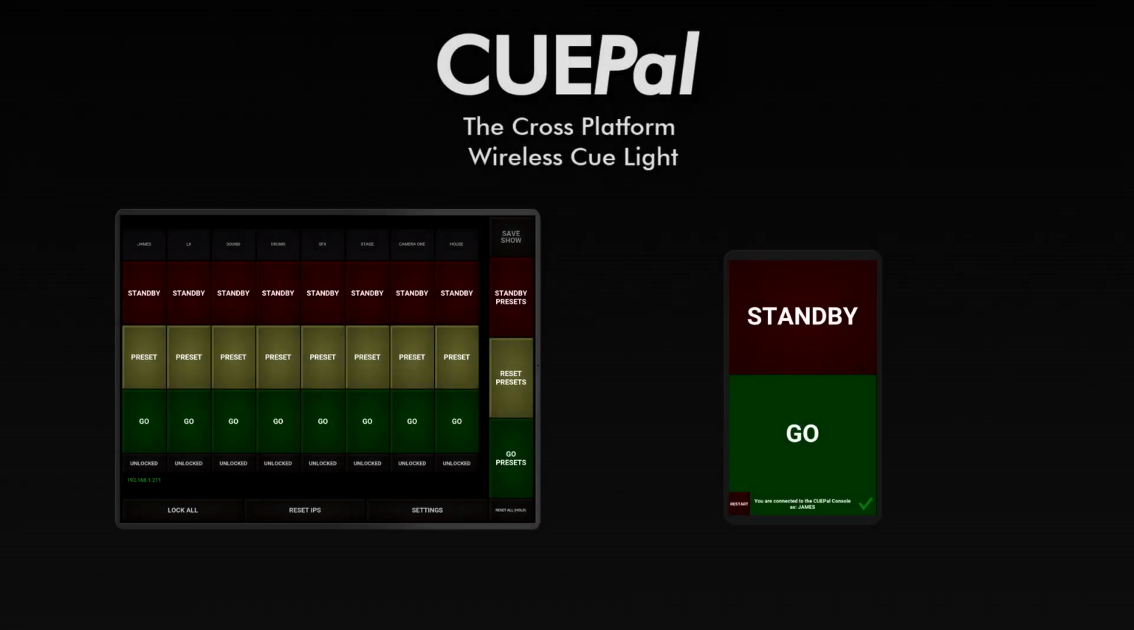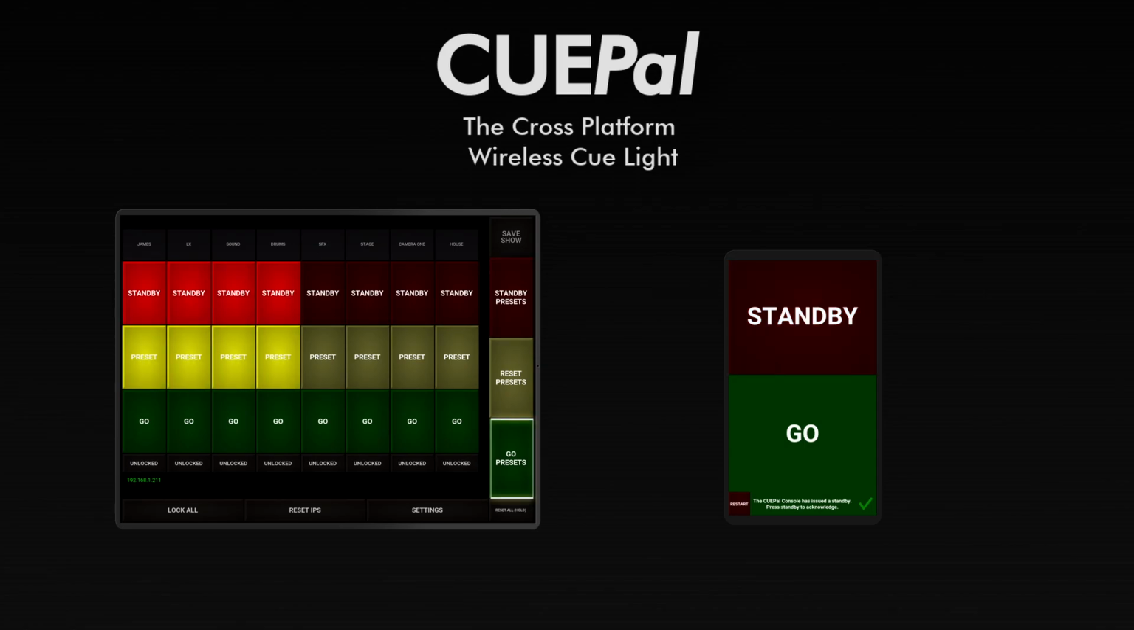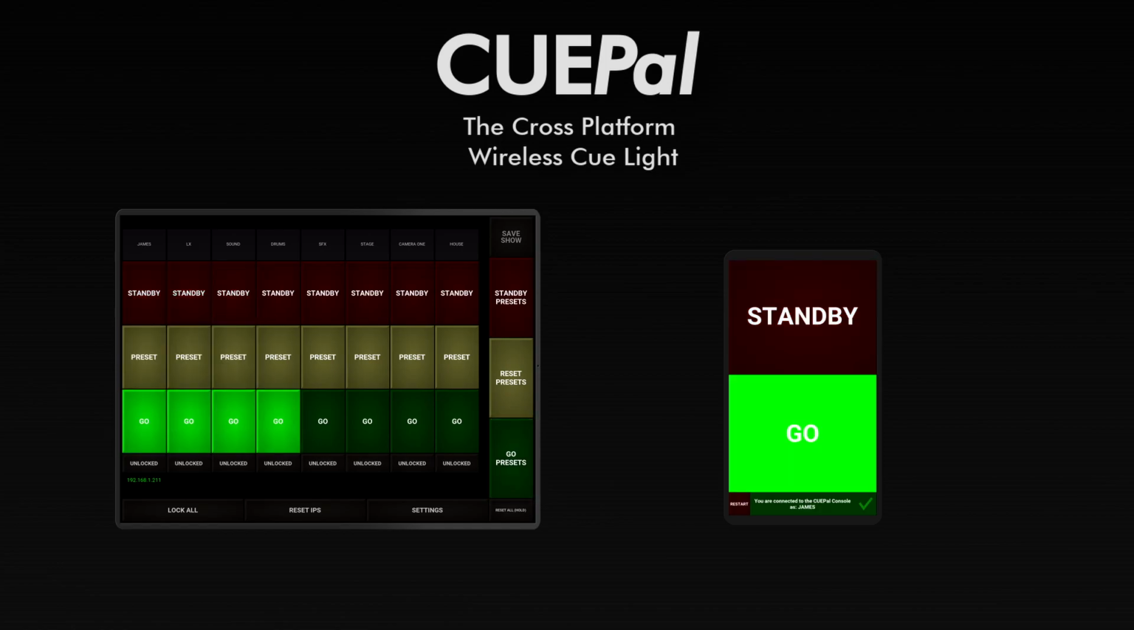On the right hand side of the console is the master section. This works when we press the preset buttons on the individual channels. Pressing a preset button on a channel primes that channel and others for a master standby or go. Once we have chosen the channels we want to preset, we can, for instance, send a master standby, or we can send a master go. If we want to cancel our preset selection, we just press the master reset preset button.